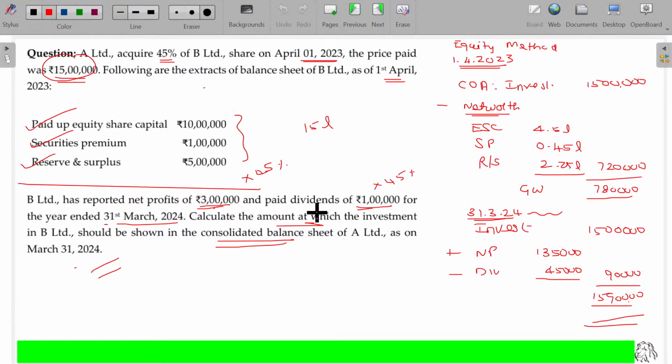Now, shall I move on to the next one? Come on. So as I already told you, 3 chapters are most important. Try to put more work and effort into those 3 chapters: internal reconstruction, amalgamation and CFS. On CFS, these 3 chapters are over.